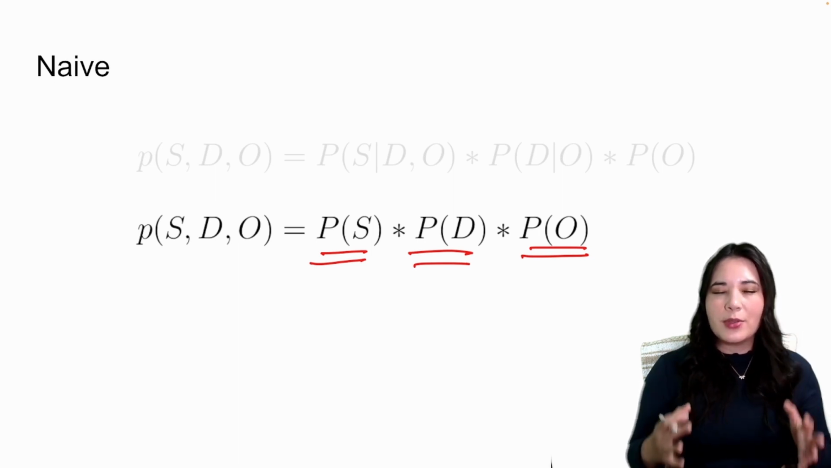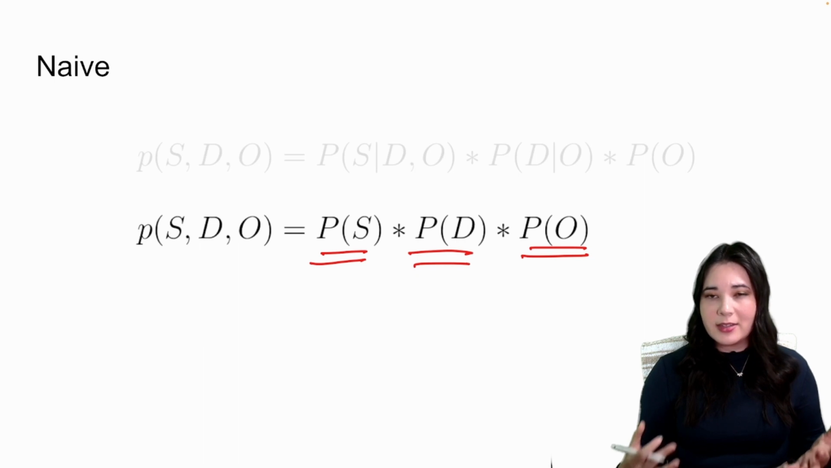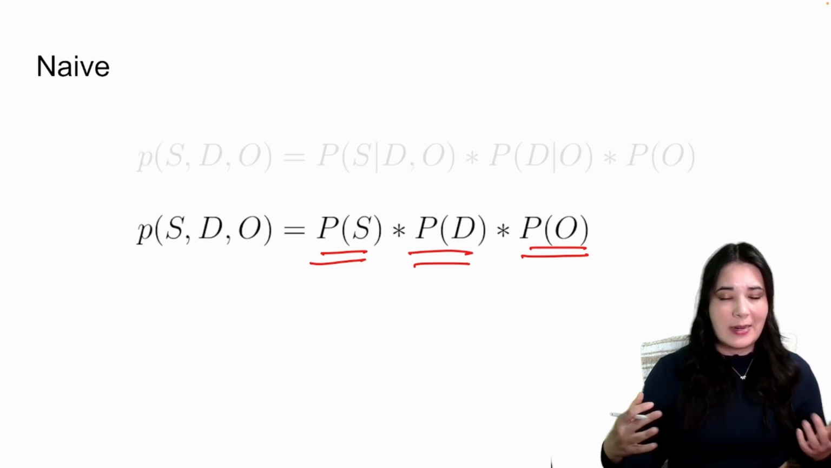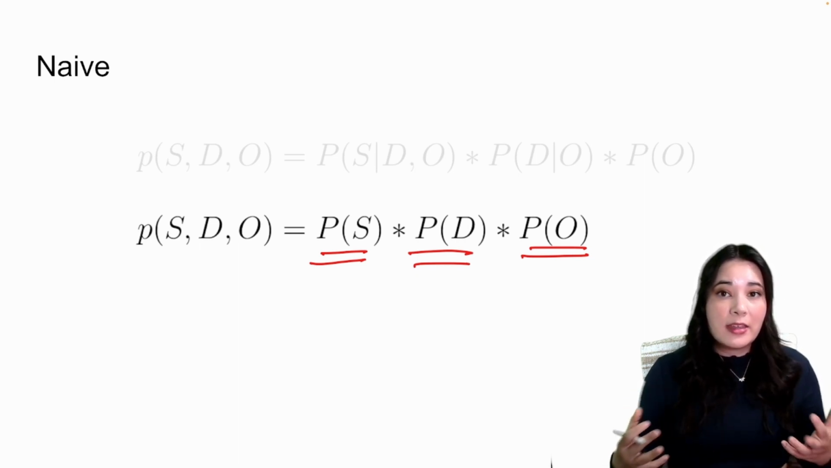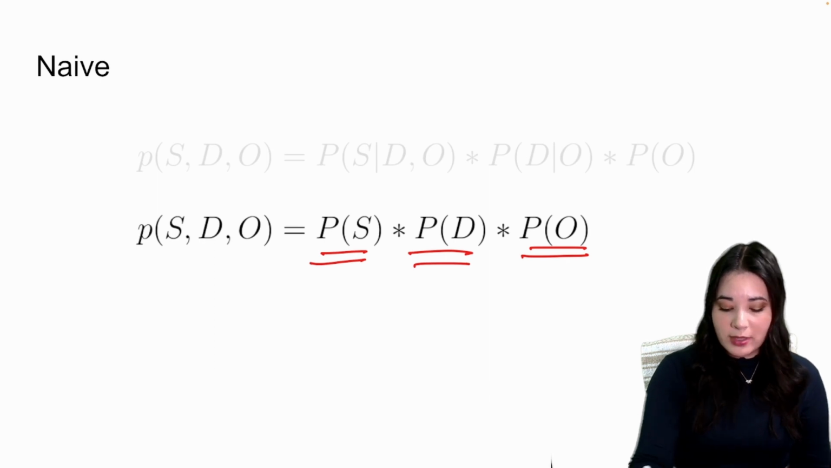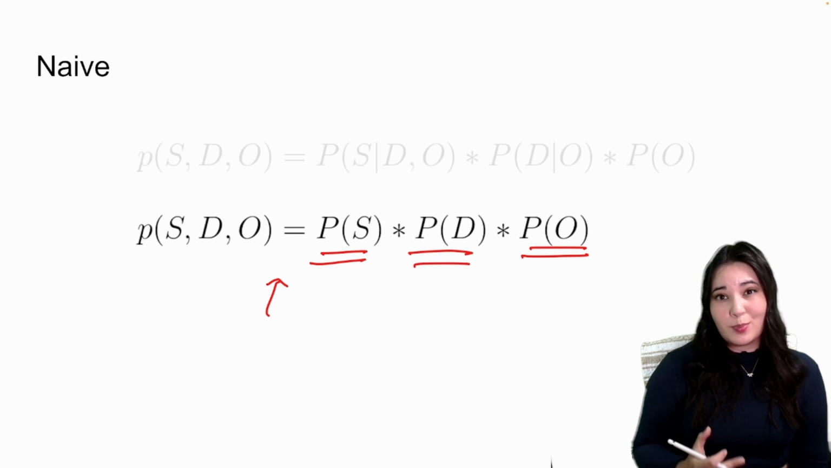But we know that this is false. In the real world, our predictors tend to be related. They're not independent. And yet we're going to make the assumption that they are and calculate our probabilities as if they're independent. Thus, that's pretty naive.